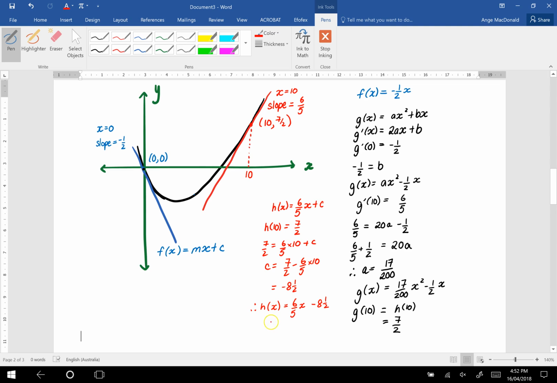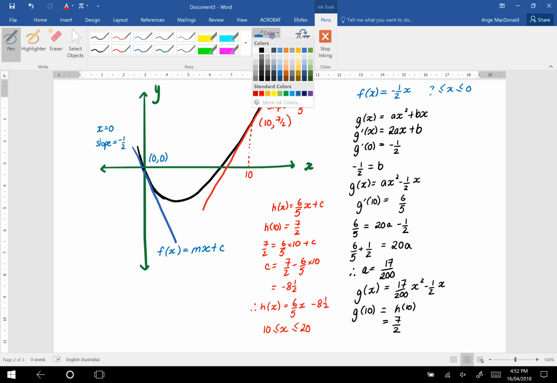What you want to do now is graph these over the domains that we have. So for h, I guess that's x greater than or equal to 10, and maybe put that up to however far you want to go. It's your choice as to when you want the next function to start. If we just say 20. And the domain for f of x is going to be anywhere from minus whatever you want, but it's got to be less than or equal to 0. And the domain for your g of x function, which is this one here, is going to be between 0 and 10.